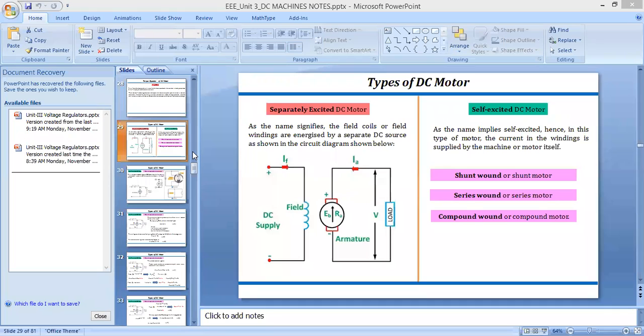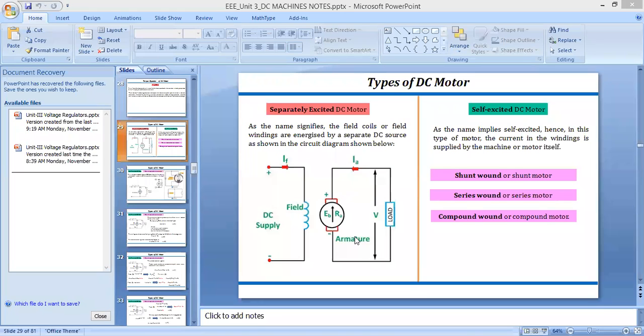It is the moment of the force that produces change in the rotational motion, and we can calculate torque equal to F into R. F is the force. R is the perpendicular distance. We can take it as the radius of the object rotating, and here the object rotating is the armature. So R is the radius of the armature.